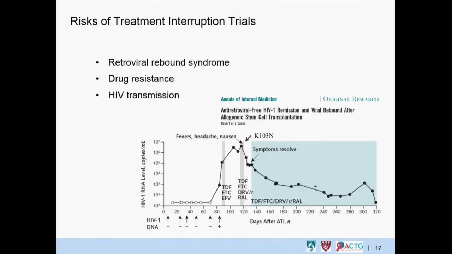One had HIV rebound about 3 months after treatment interruption, the other one about 8 months, so actually quite a long period of time. But both of them rebounded to very high levels. Both of the individuals had some symptoms, including fevers and other symptoms, and one individual who was somewhat non-adherent to the antiretroviral therapy ended up having a new drug resistance mutation, all right? So the risks are real.